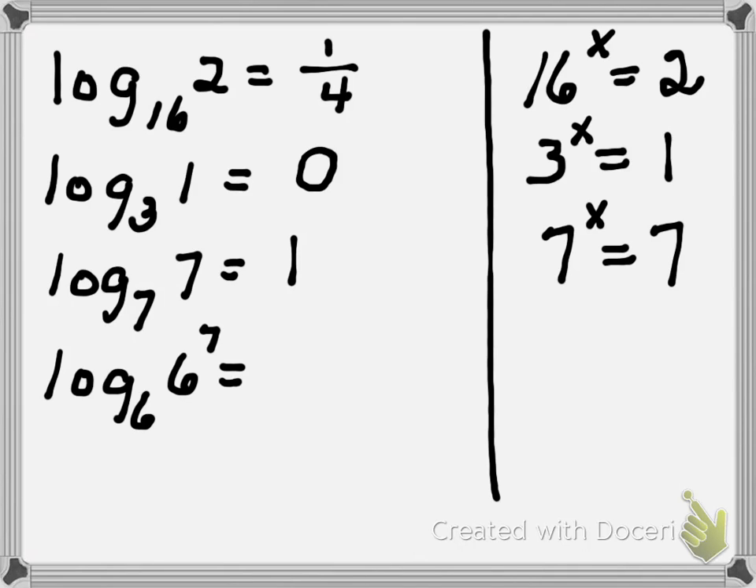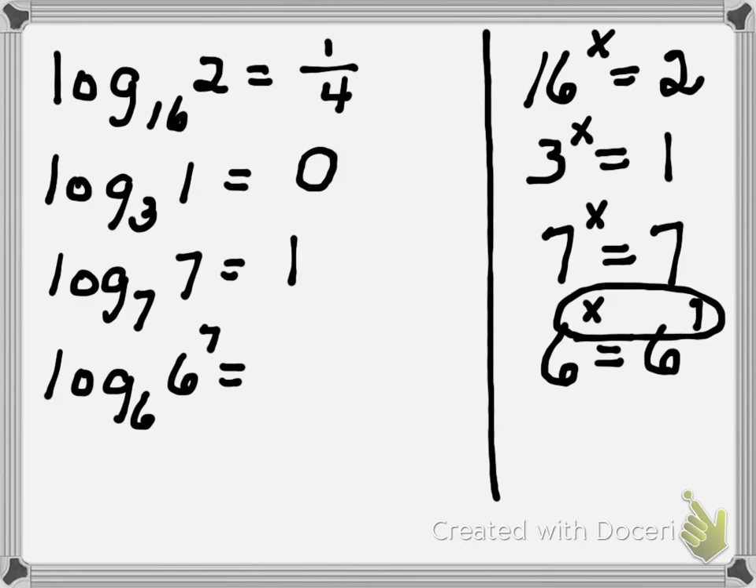And the next one is 6 to what power equals 6 to the 7th? So therefore, it would just be 7. We already have the base. It's just saying x is equal to 7 then.